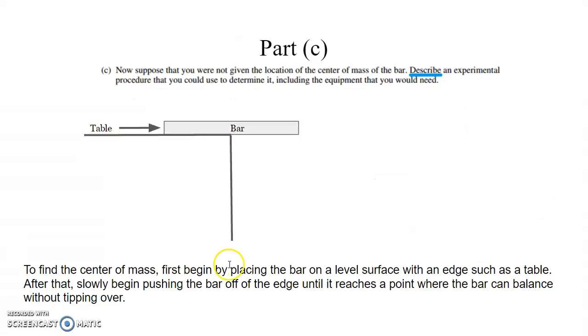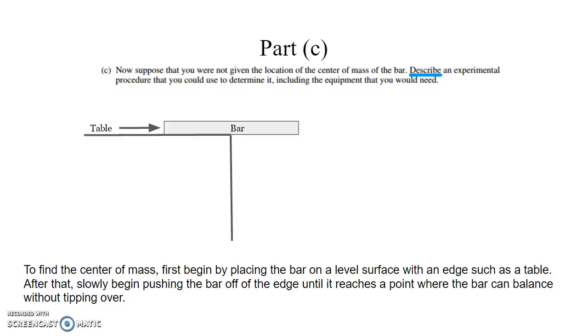So finally, we have part C. Now suppose that you are not given the location of the center of mass of the bar. Describe an experimental procedure that you could use to determine it, including the equipment that you would need. So as we reviewed earlier, the center of mass is the point where all of the mass of the object is concentrated. When an object is supported at its center of mass, there is no net torque acting on the body, and it will remain in static equilibrium.